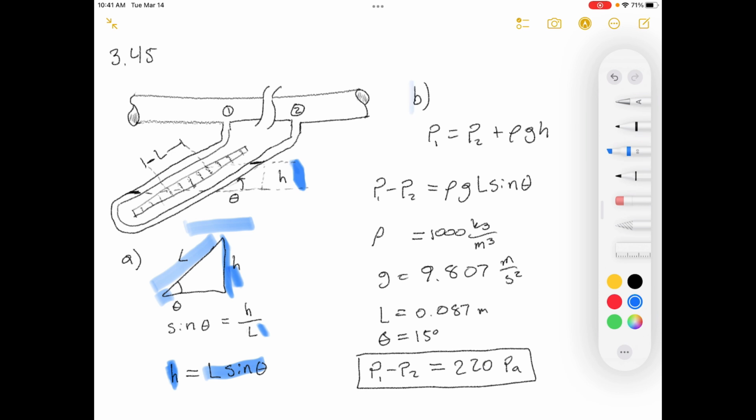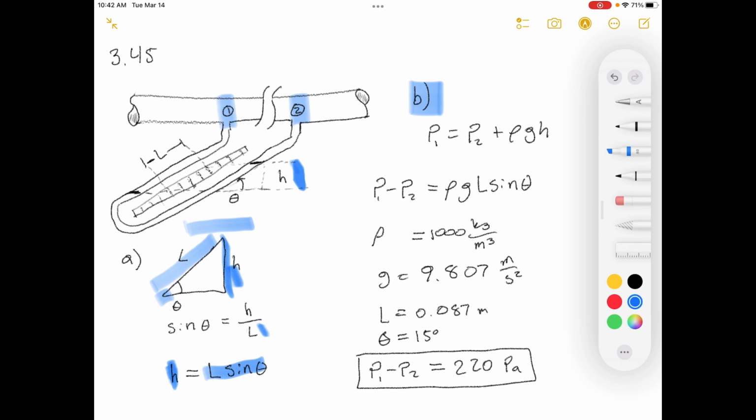Now for part B, suppose the manometer fluid is water. The process fluid is a gas. The inclination of the manometer is theta equals 15 degrees, and a reading L equals 8.7 centimeters is obtained. What is the pressure difference between points 1 and 2? Or basically, what's the pressure difference across the manometer?